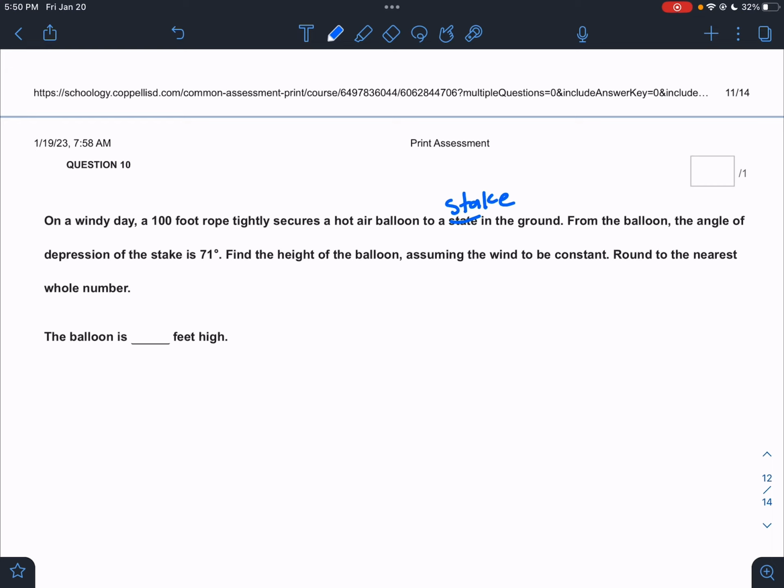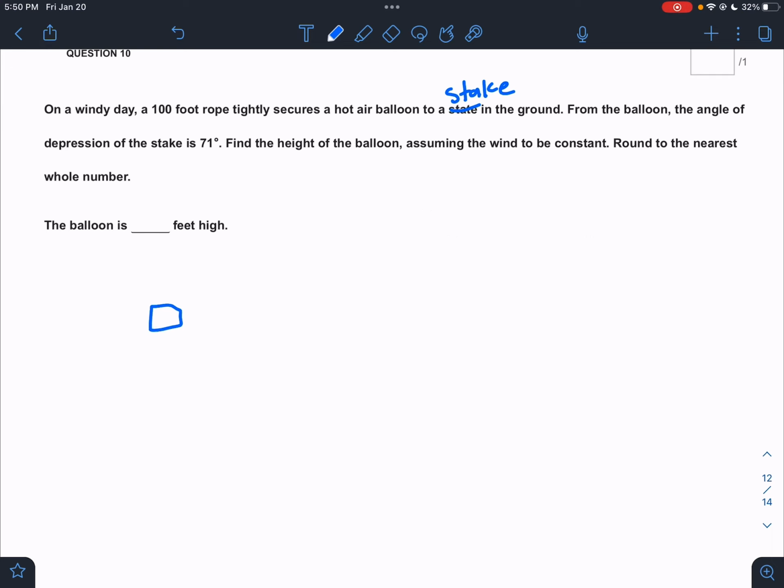From the balloon, the angle of depression is given. So we got this balloon. It's secured to the ground. And they gave us the angle of depression. So you can do depression or elevation. I'm going to go with depression this time. The angle of depression would be 71 degrees.